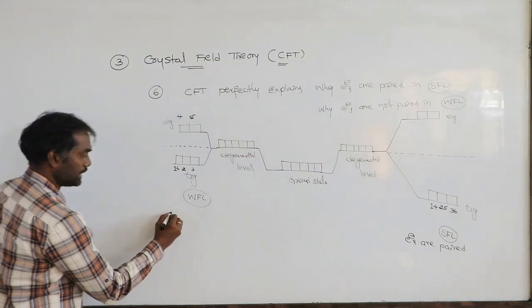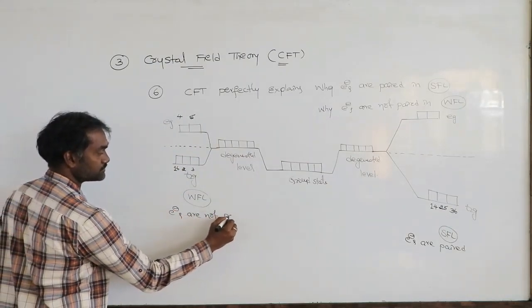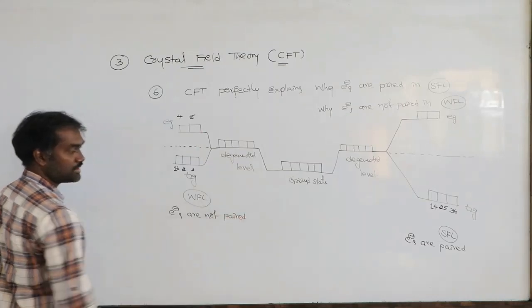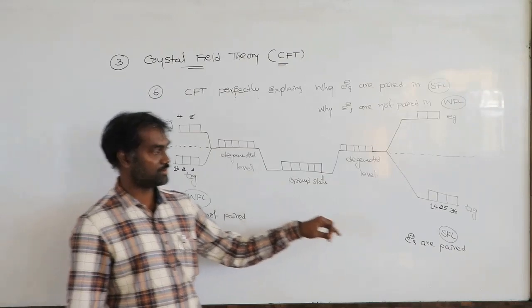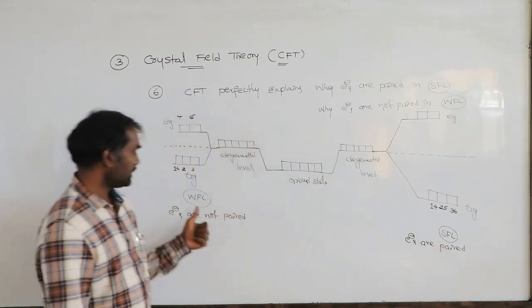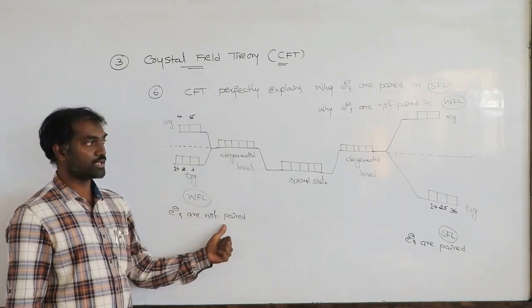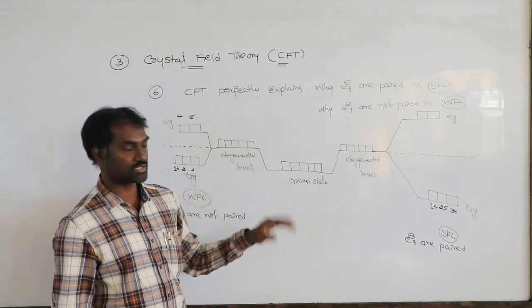Here, electrons are not paired. So in valence bond theory, this is one of the failures. They told that in strong field ligand, electrons are paired, and in weak field, electrons are not paired. That theory is not explained. Now CFT perfectly explains that.